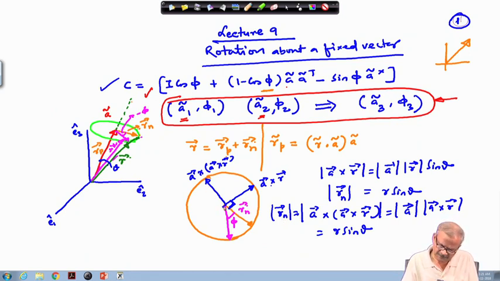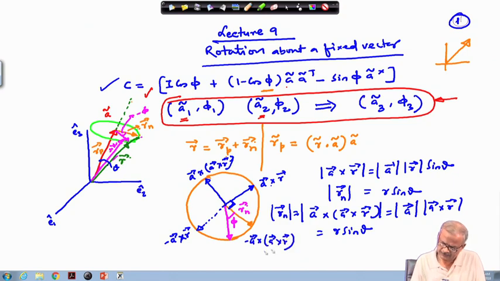Opposite of this vector, along this direction, is minus a cross r. Similarly, opposite of this, from here to here, it will lie along this direction, and with the minus sign we write minus a cross r. So this is 90 degrees, this is 90 degrees, and just opposite of this, it will lie somewhere along this line.